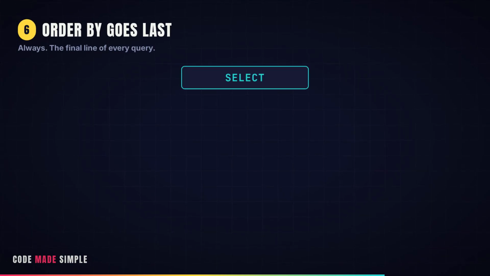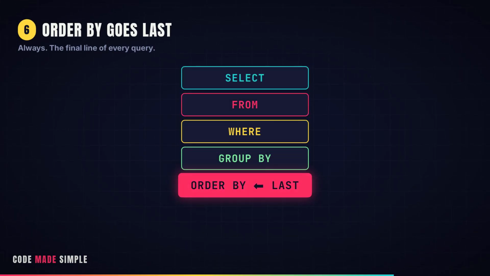One rule about placement: ORDER BY is always the last line in your query. After WHERE, after GROUP BY, always last.